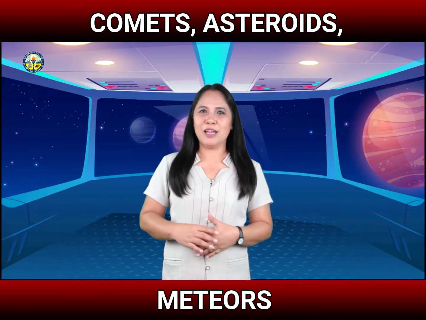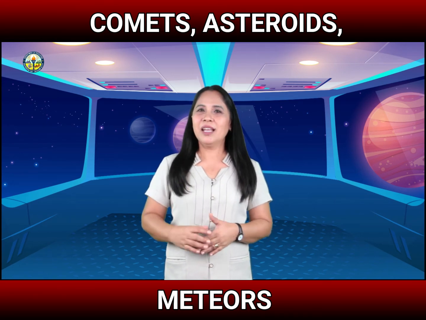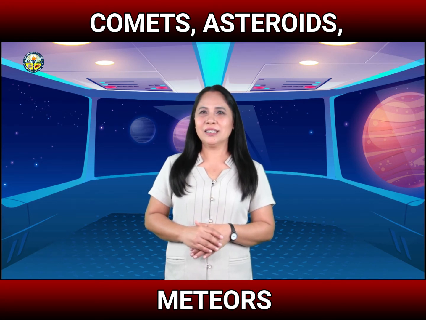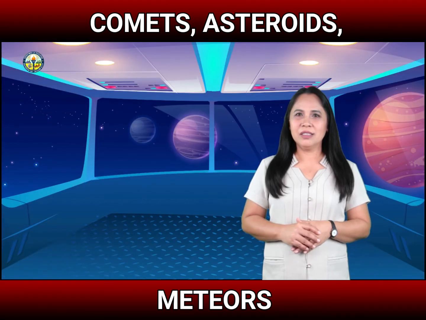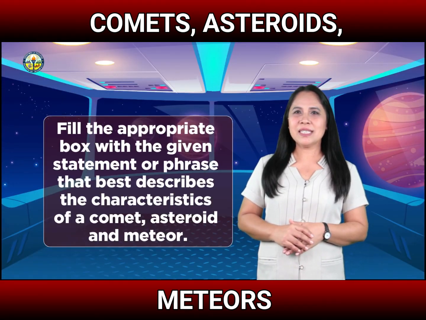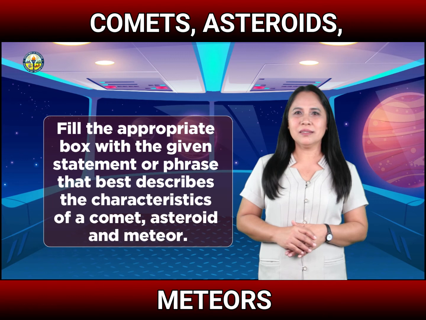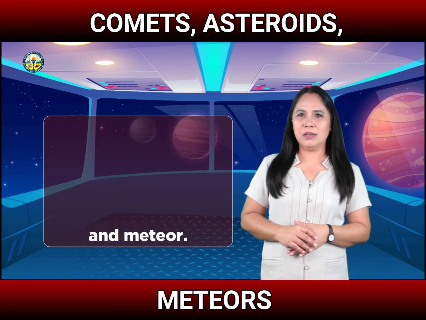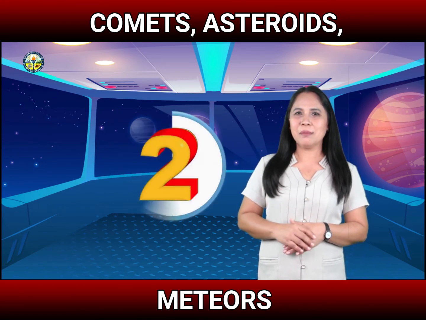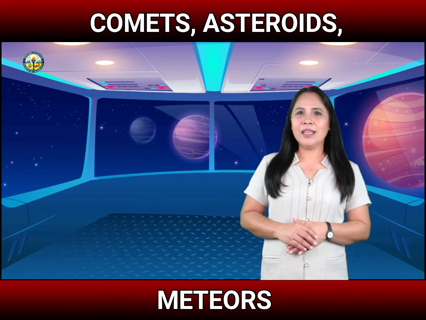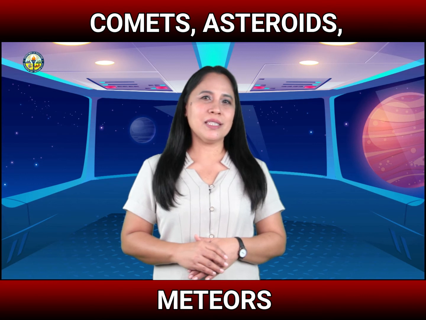Okay, students, I'm sure that you can still remember our discussion earlier. This time, let us answer the activity entitled Fill the Box. Now, here's the direction. Fill the appropriate box with a given statement or phrase that best describes the characteristics of a comet, asteroid, and meteor. You will be given 5 seconds to fill the box with the correct statement or phrase, and then I will give the correct answer. Are you now ready, grade 8 students? Let's start!